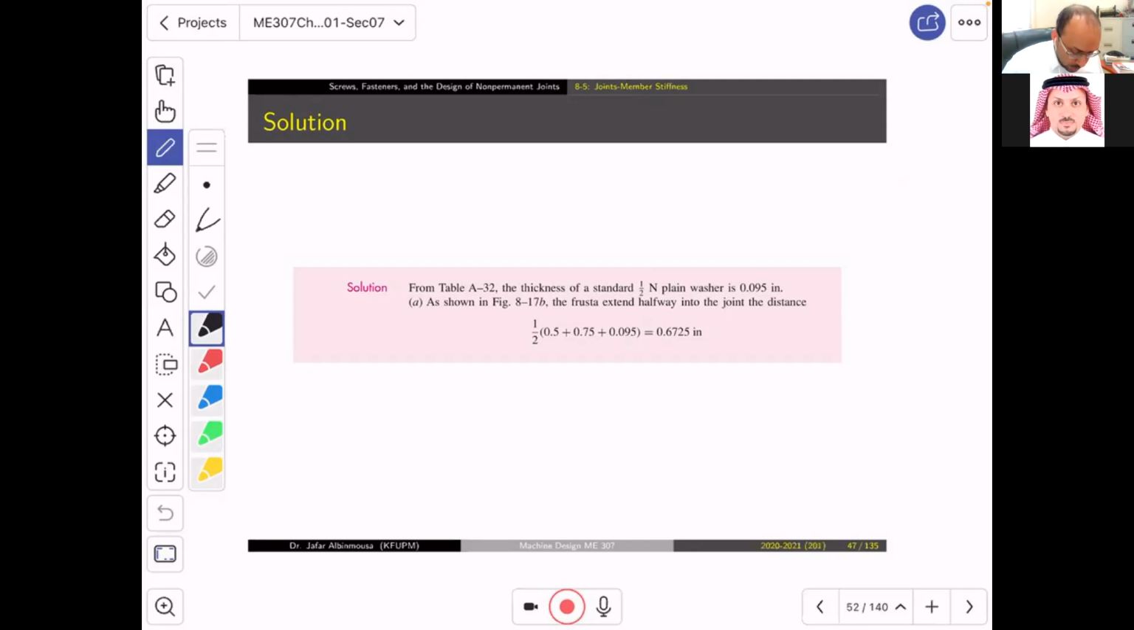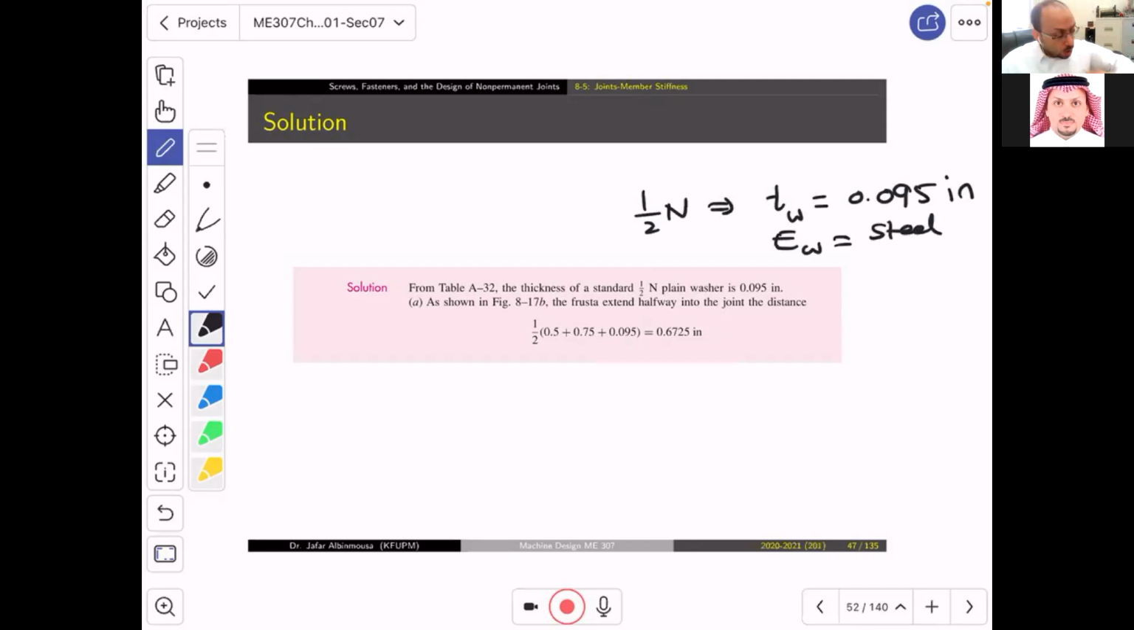So you go to table A32, and basically you will find the 1/2 in washer. That table is for washers. And from there, you will get that the thickness of the washer is equal to 0.095 inches. That's all you need to know. Why? Because the modulus of elasticity for the washer is the same. It's steel. The bolt, by the way, if you don't know, all of the screw tables that are available in this textbook are for steel bolts. Don't tell me this is aluminum, whatever. We don't deal with them, at least in this book.